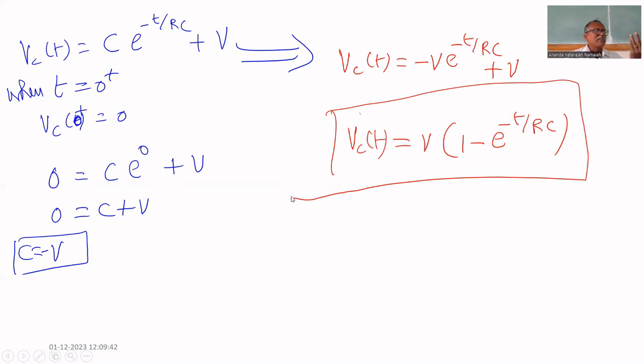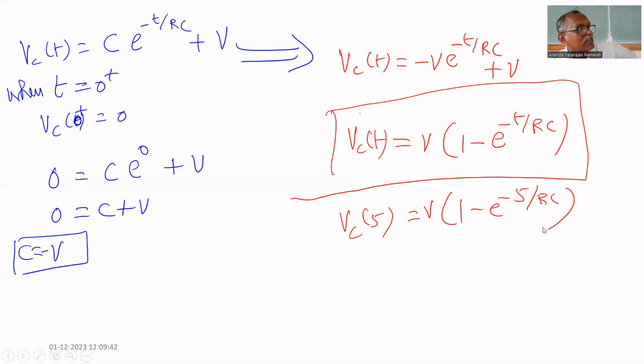Because algebraic equation means you can find the value, Vc of t. If you substitute time value, it will give value. Only thing is you have to enter the value t. At what time? At 5 seconds. What is voltage across the capacitor? Vc of 5 equal to V into 1 minus e power minus 5 by Rc. If you know Rc and V, you can find voltage across the capacitor at 5th second. So that's why it is called solution to the differential equation.